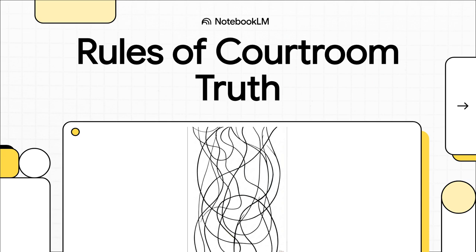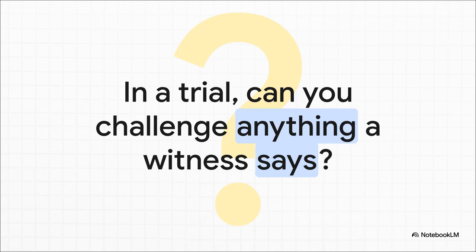Today, we are going to pull back the curtain on the surprising, hidden rules that dictate what actually happens in a courtroom, and how the system tries to balance this huge search for truth with just being practical. So let's just start with a big question that gets right to the heart of all this. In a real trial, can a lawyer really, truly challenge anything and everything a witness says up there on the stand? Can they just bring in a parade of other people to disprove every little detail?